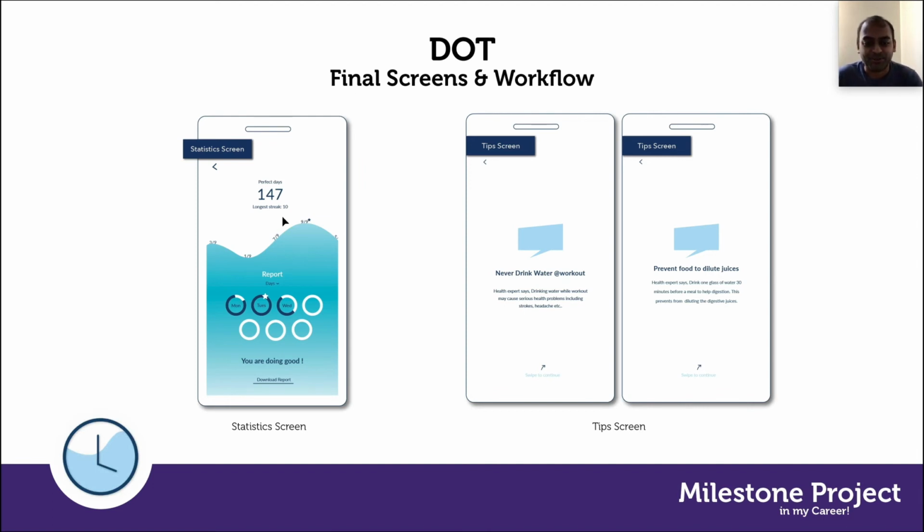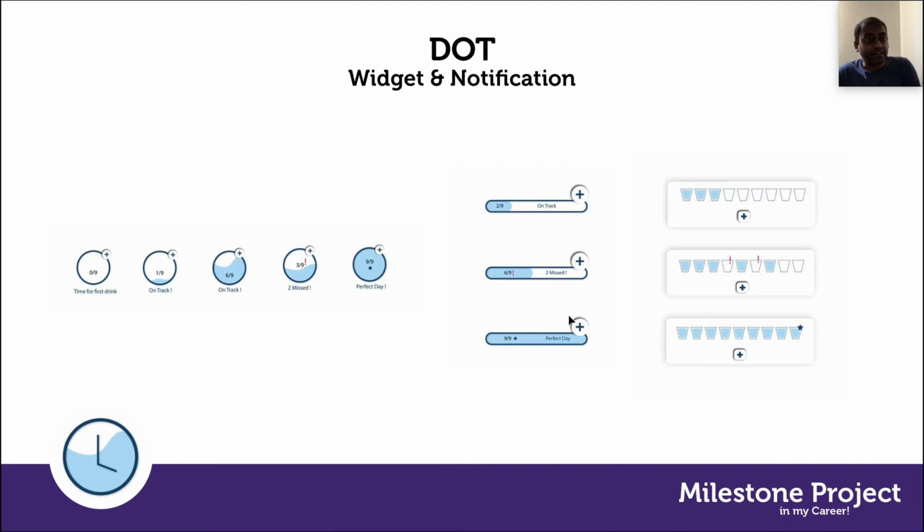So this is the statistics screen. And also there is a tip screen. I have added it. The tips will be related to drinking water and hydration. And for this drink water app, based on the benchmarking study, it is very important that the notification widget plays a major role, because it is the user's responsibility to come and press the drink button.